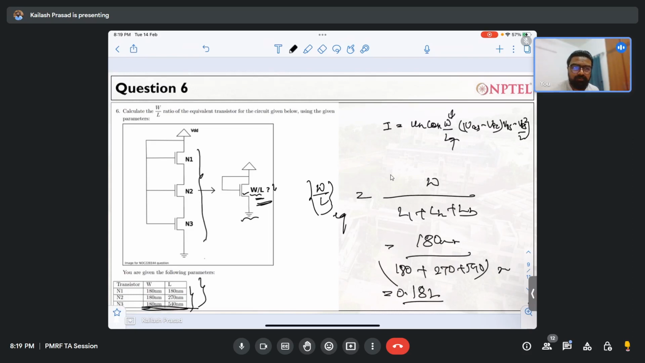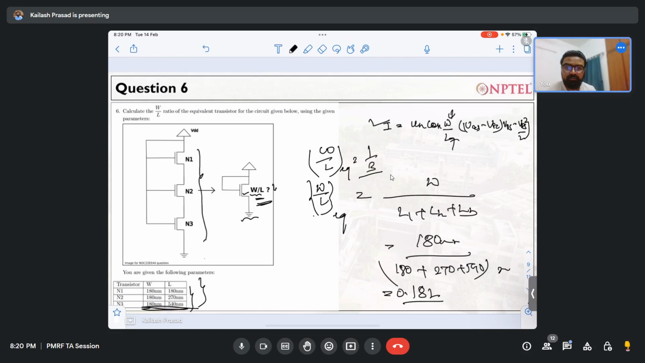Do you remember this from class? Did you understand what I've done? I've roughly told you the concept behind it. If you solve exactly like in class, you will get W by L equivalent equal to W divided by L1 plus L2 plus L3. If they have the same L, it will be W by 3L. So if all the L's were the same, the answer wouldn't have been 3, rather it would have been 1 by 3.